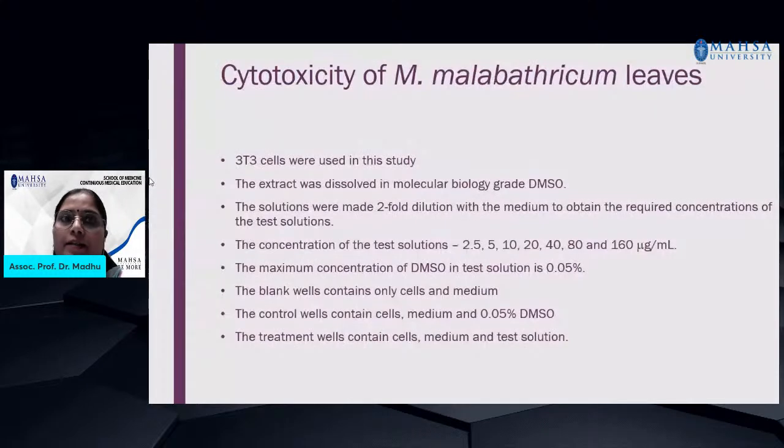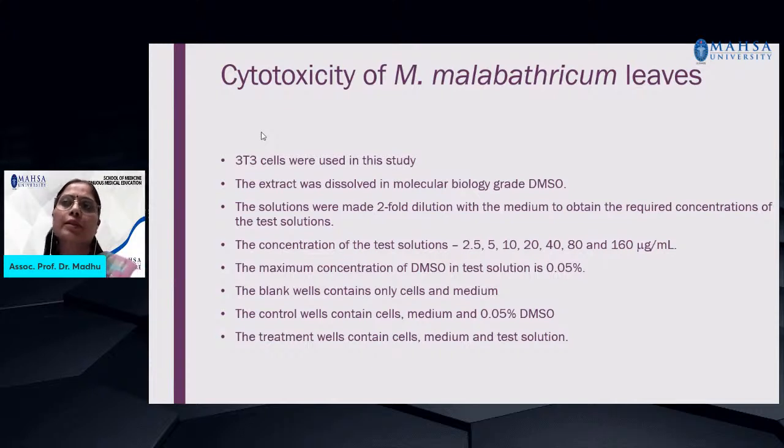Moving on to the cytotoxic studies. The next one is cytotoxicity of the Melastoma malabathricum leaves. The main purpose of this study is to determine the dose range of the extract that is safe to use, safe for these 3T3 cells. 3T3 cells were purchased from ATCC, and the extract was dissolved in molecular biology grade DMSO solution. The solutions were diluted using the twofold dilution method with RPMI medium to obtain the required concentration of the test solution. The concentration used in the test study is in the range of 2.5 to 160 micrograms per ml.